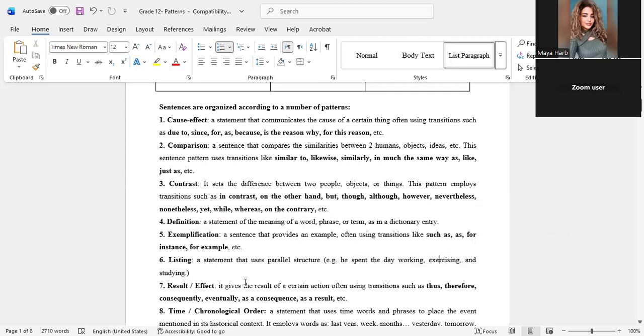And sometimes you have a sentence that has an effect or a result. Like, let's say I'm talking about pollution. And then I say, as a result, people today have so many diseases, such as cancer. In this case, I'm writing the result of pollution on human health.